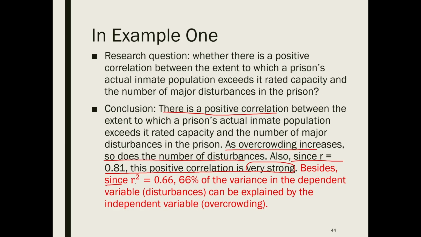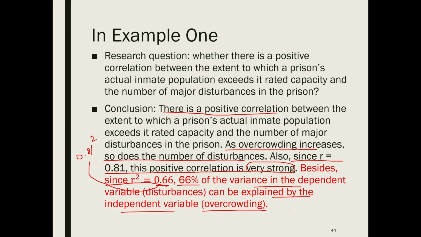So since the R square is 0.66, where does this 0.66 come from? It's the square of 0.81. Okay, it's the R square, so the square of 0.81, you get this 0.66. That's a proportion, right? Change it to a percentage. So since R square equals 0.66, 66% of the variance in the dependent variable, number of disturbance, can be explained by the independent variable, overcrowding.